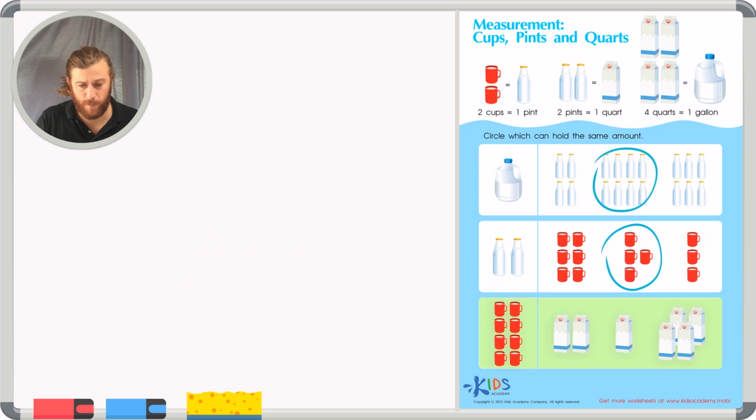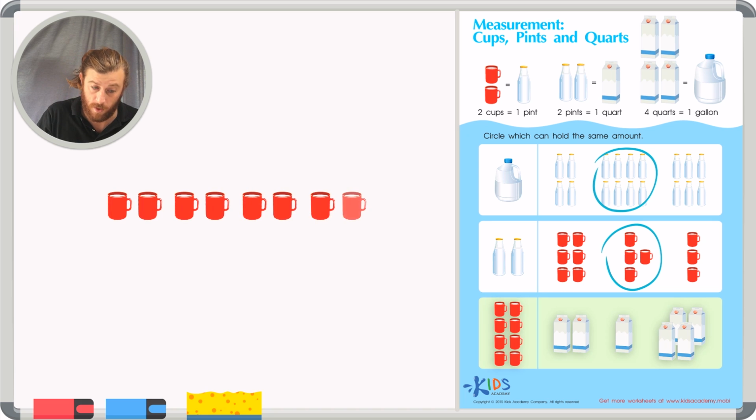For our last example, we're going to be taking small units of cups and turning them into bigger units of quarts. So let's start out with the correct number of cups. We have 1, 2, 3, 4, 5, 6, 7, 8 cups. So on the bottom of my page, let's draw 8 cups. 1, 2, 3, 4, 5, 6, 7, 8.